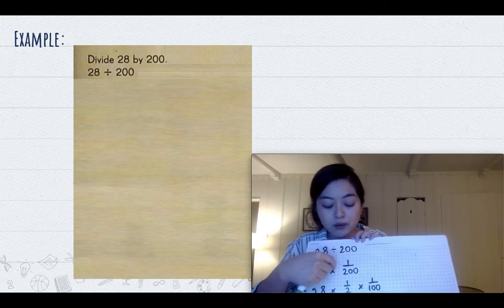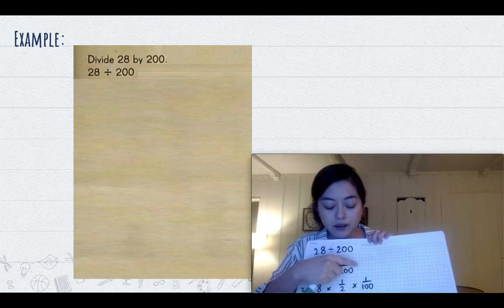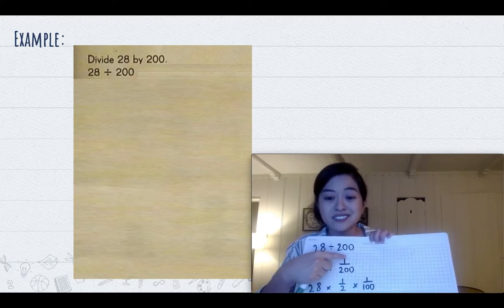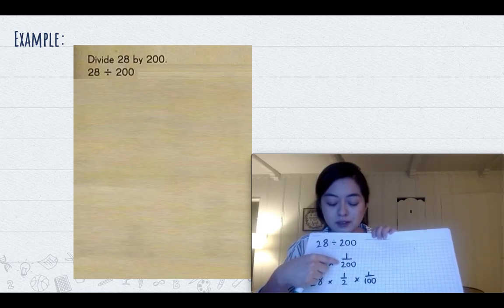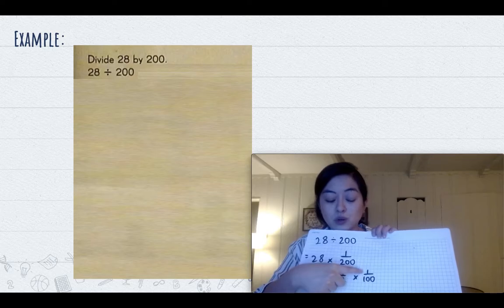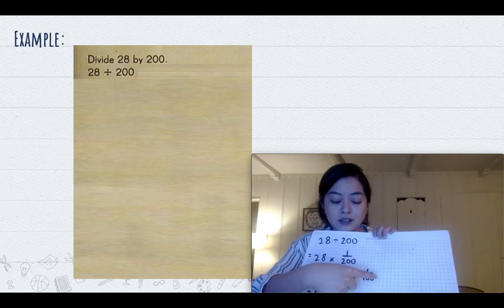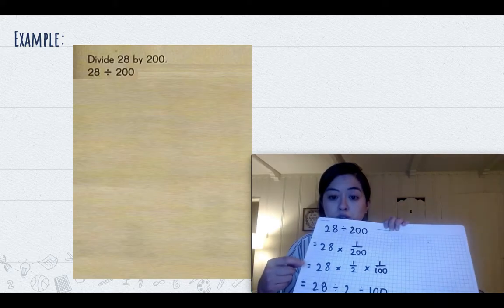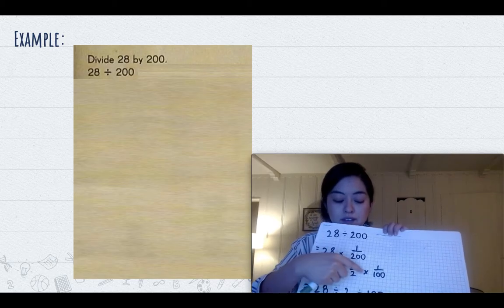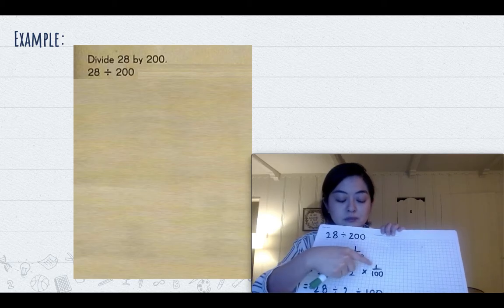But now let's break apart 1 over 200. I want to break it apart by taking out hundreds, because I'm really good at dividing by hundreds. So 1 over 200 is the same thing as saying 1/2 times 1 over 100, because if I multiply the numerators, it's 1, and if I multiply the denominators, it's 200. So now 28 times 1 over 200 can become 28 times 1/2 times 1 over 100, which is the same thing as saying 28 times the reciprocal of 2 times the reciprocal of 100.